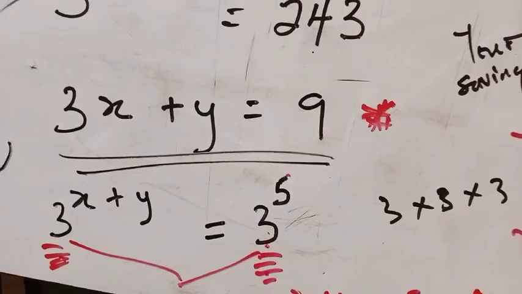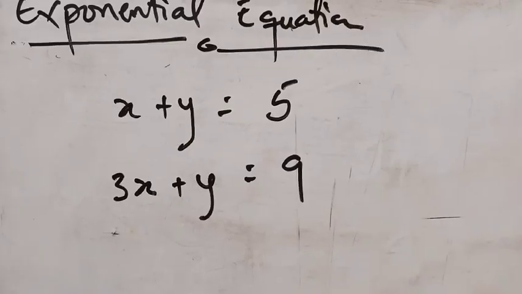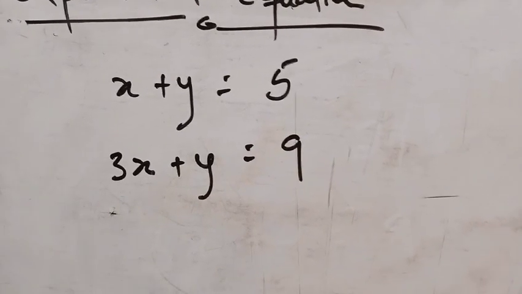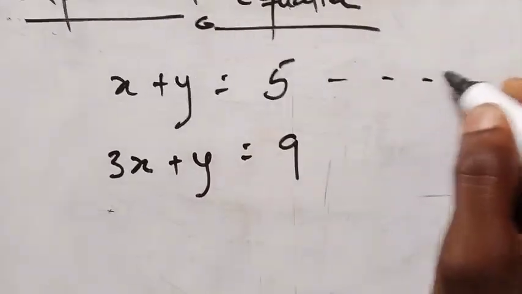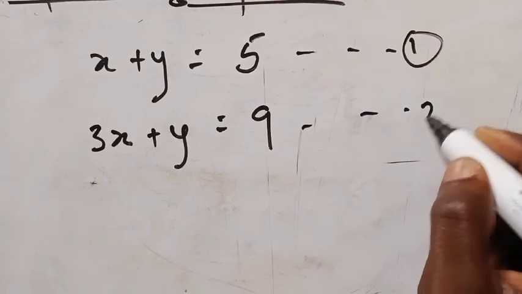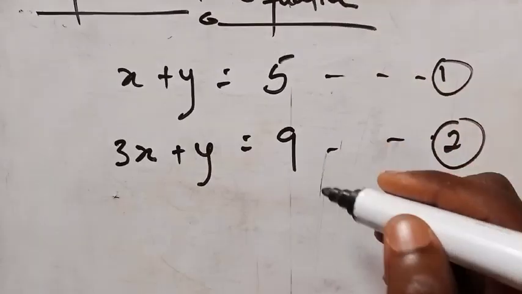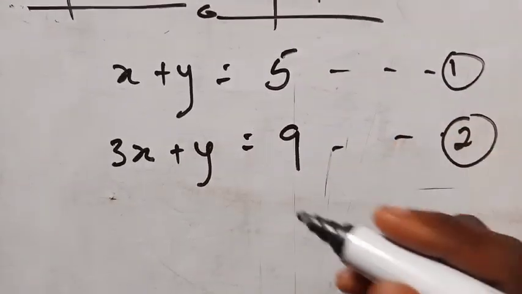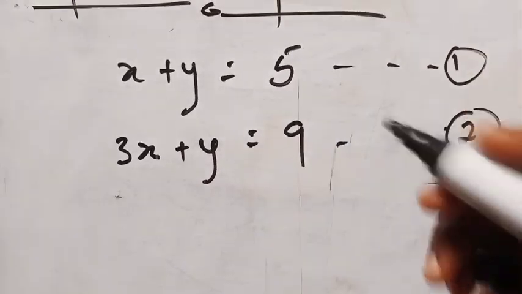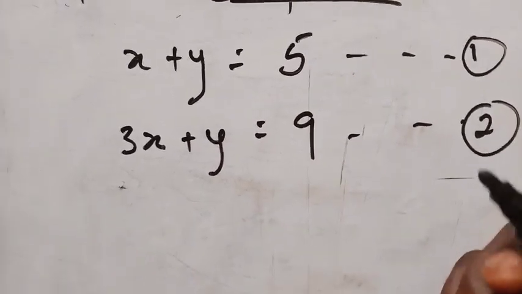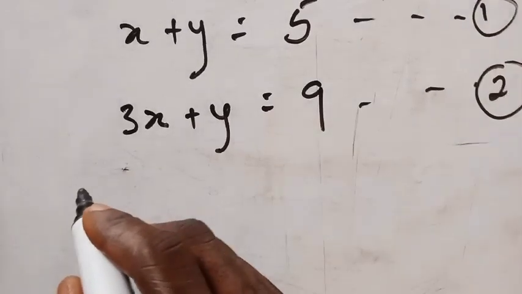So let's see how to solve these two equations. These are the two equations that we arrive at. Maybe we may name this one equation 1 and this one equation 2, right? Someone can go for substitution, or another person can go for elimination. Here I'm going to use elimination.